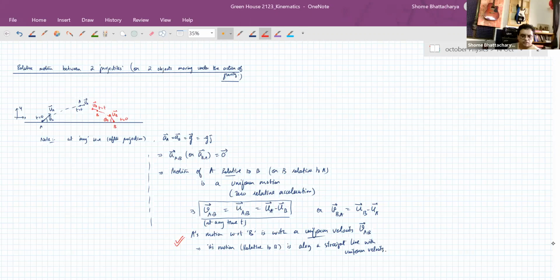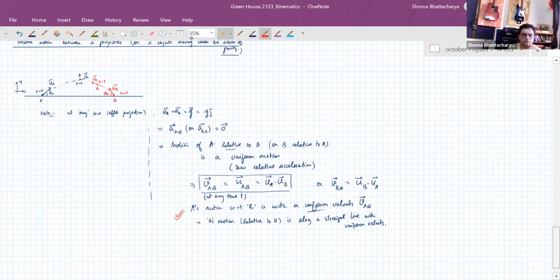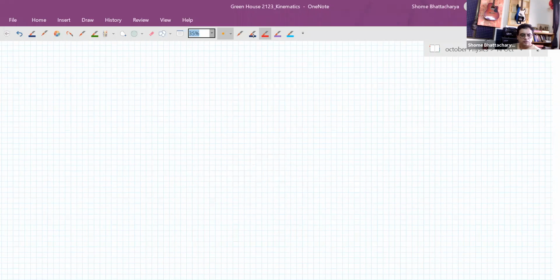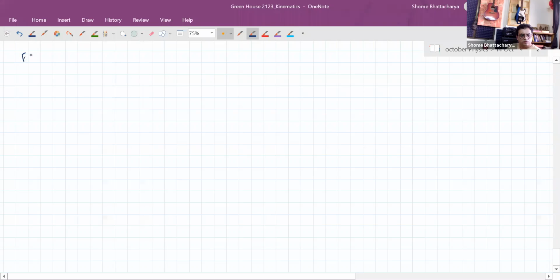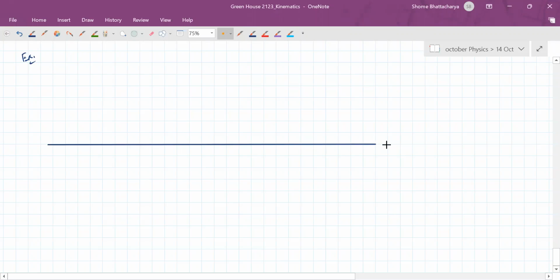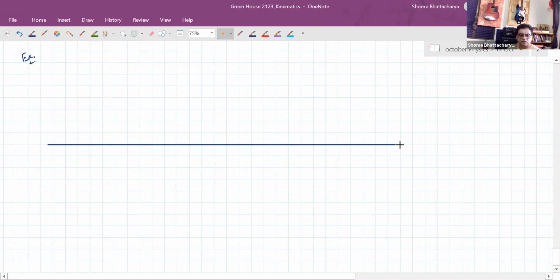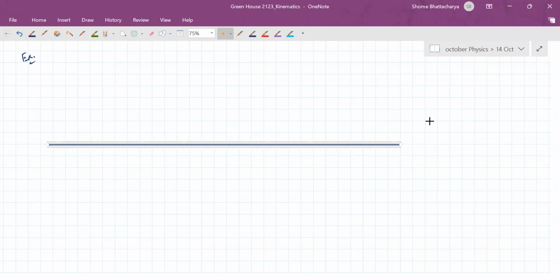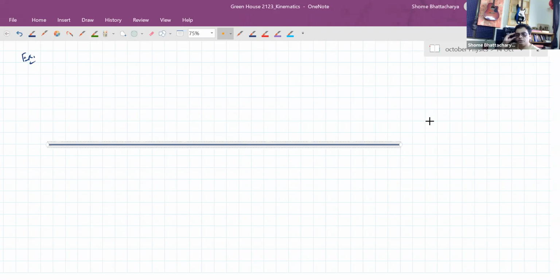Okay, so let us understand the application of this. Sir, is the velocity of A respective to B equal to the velocity of B respective to A? No, it is negative of that, direction wise. Relative velocity of A with respect to B is opposite to the relative velocity of B with respect to A. Magnitude will be the same, but the direction is opposite, right?